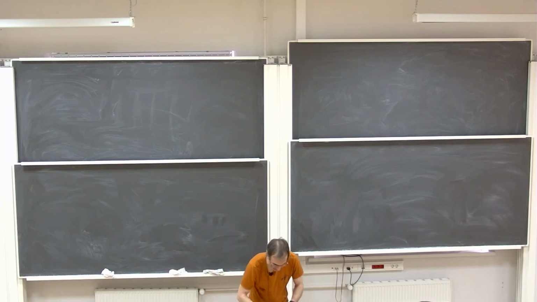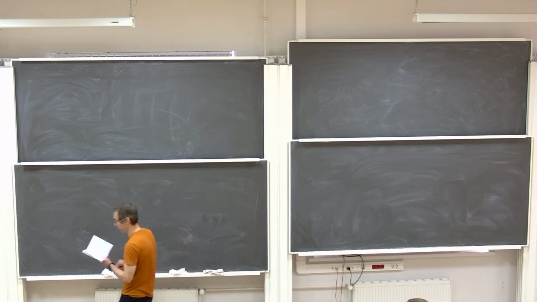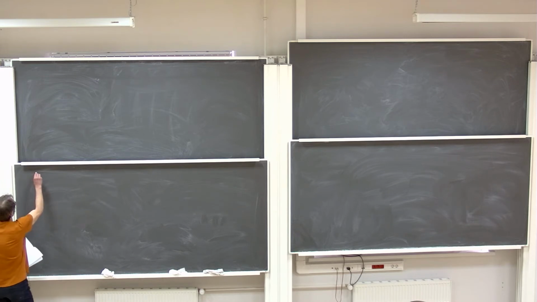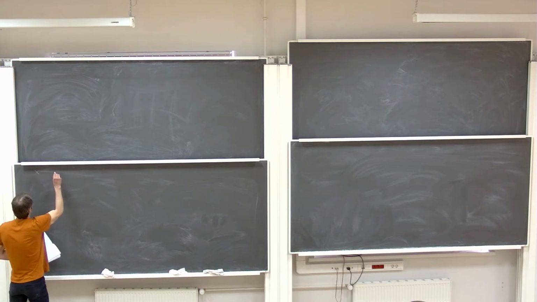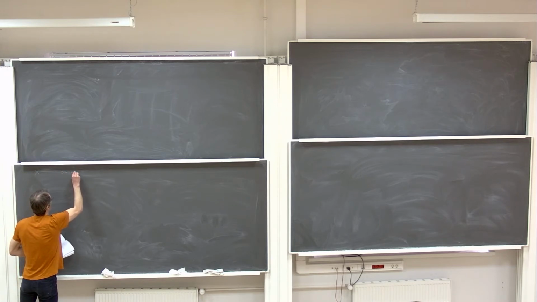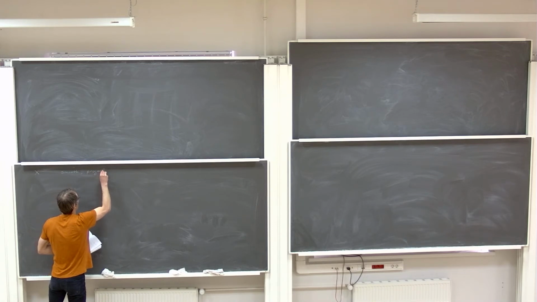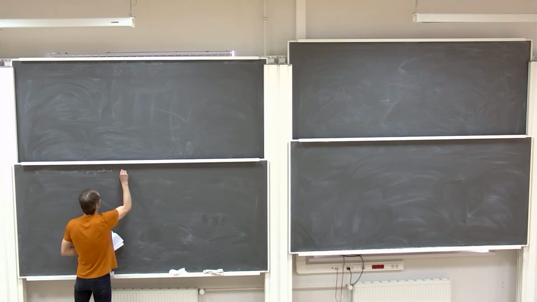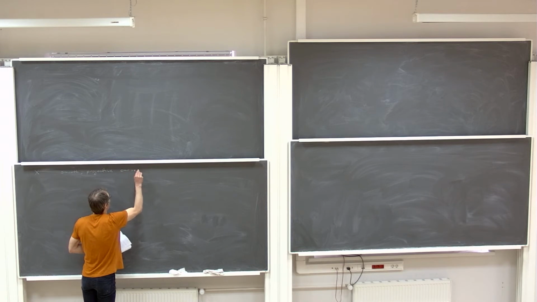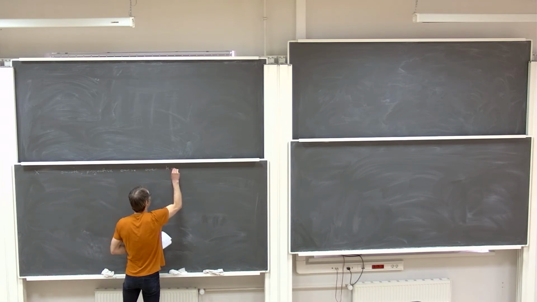Okay, so let's start. Here is what we proved last time. We discussed homology of curves with finite coefficients, and in particular, X was a smooth projective curve over an algebraically closed field.